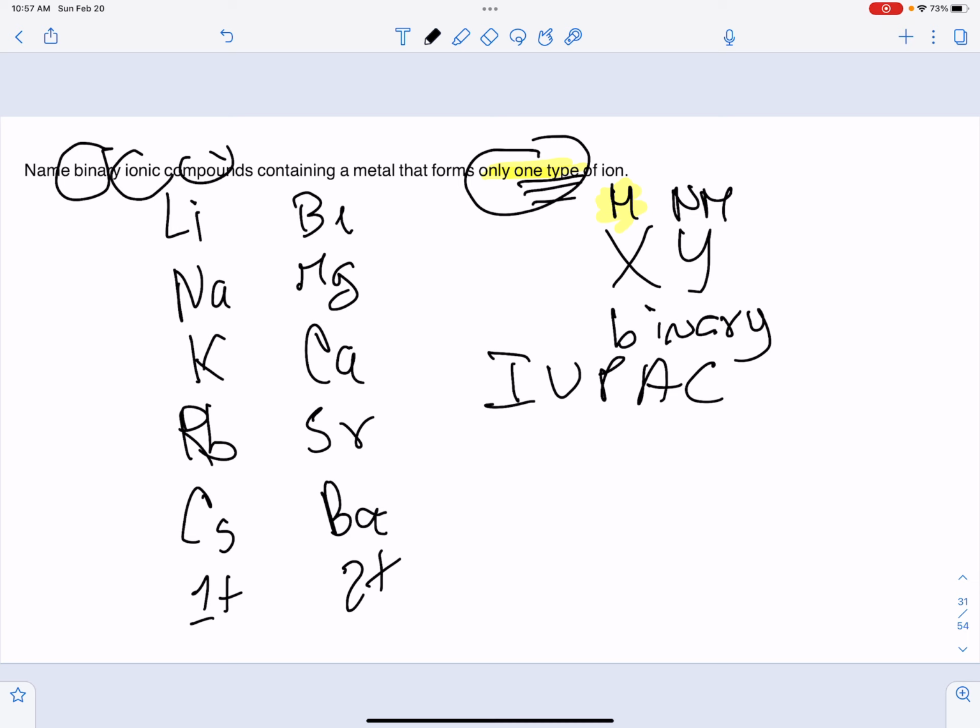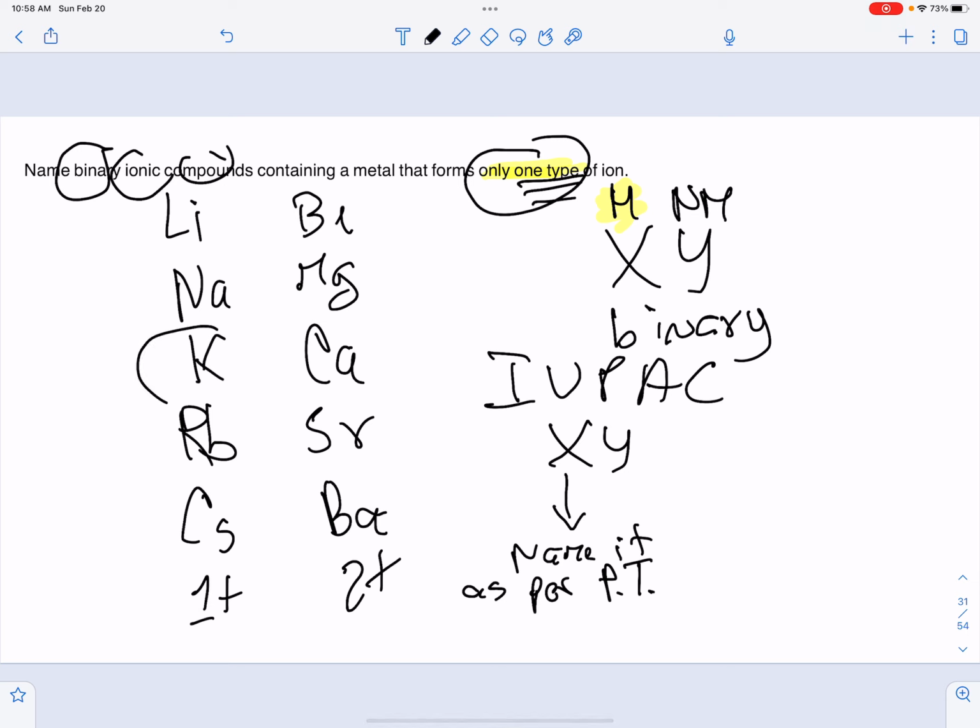It tells us that you're going to take the first one and name it as per the periodic table. So when we look, for example, at K on the periodic table, it says potassium. So you're just going to name it potassium, as simple as that.